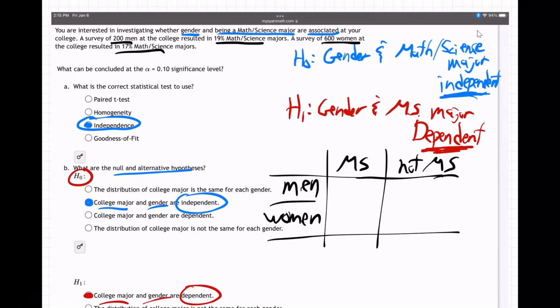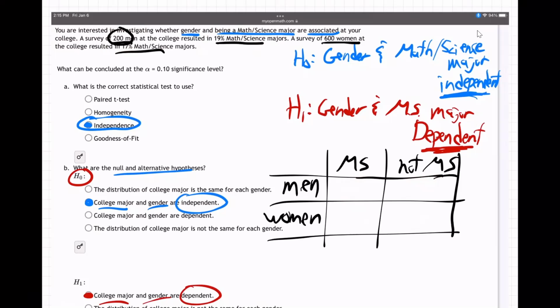This is what we're looking at. We're going to fill in those blanks. Right? We're talking about whether men are math science majors or not. This is men math science. This is men not math science. This is women math science. This is women not math science. So how do we figure it out?